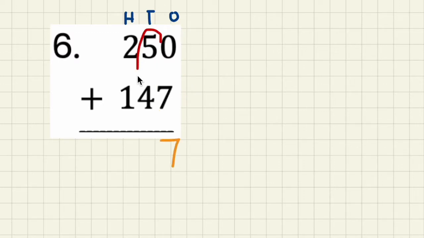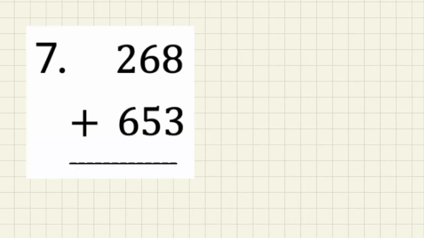And now we can move on to the tens place, which is 5 plus 4. What is 5 plus 4? That's right, it is 9. So let's write 9 there. All we have to do now is to add the hundreds place, which is 2 plus 1. 2 plus 1 is 3. So our final answer, 250 plus 147, equals 397.